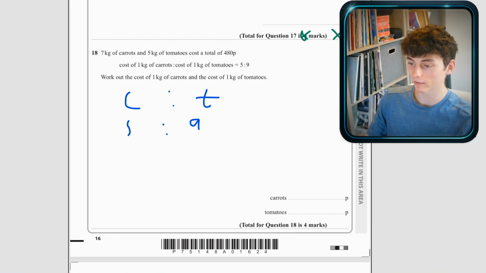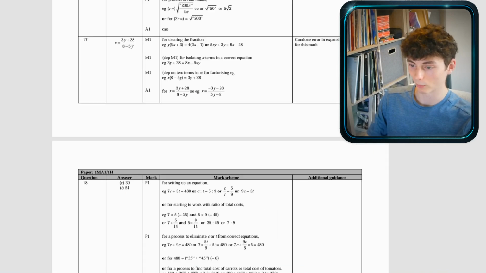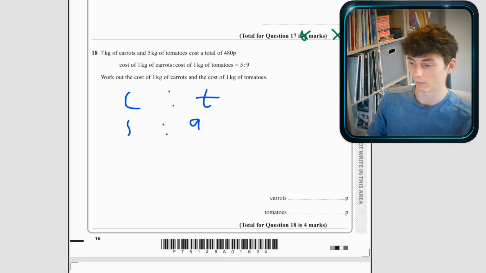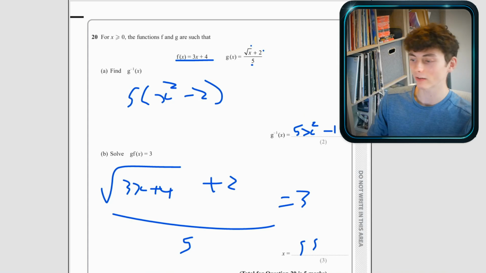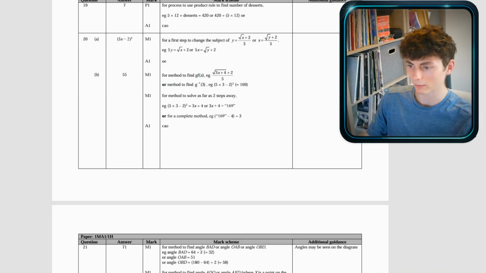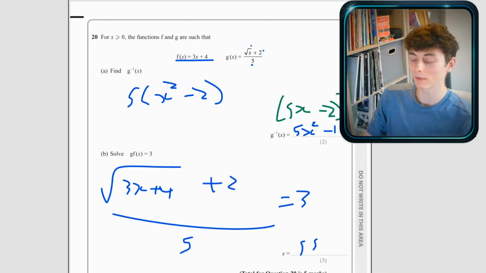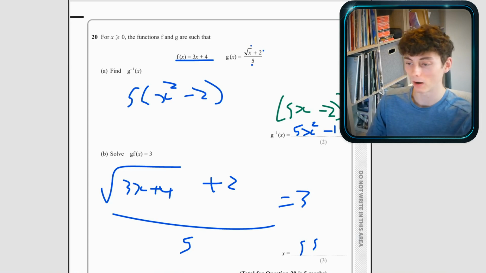Same with the carrots and tomato ones. Apparently the answer was 30 and 54. If you want to work it out, you're going to have to do it yourself, because I don't know how they got that. And question 20 as well. Apparently it was 5x minus 2 all squared. Don't know why I didn't get that one. I thought I did everything right on that as well. That's a surprise. And because I didn't write any working out, I can't even get the 1 mark from it. So that's why you always write your working out, I guess.